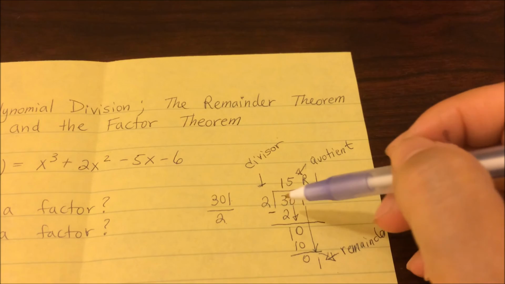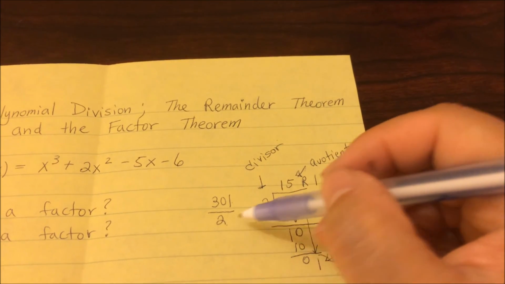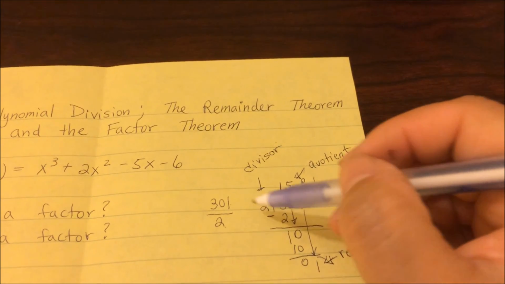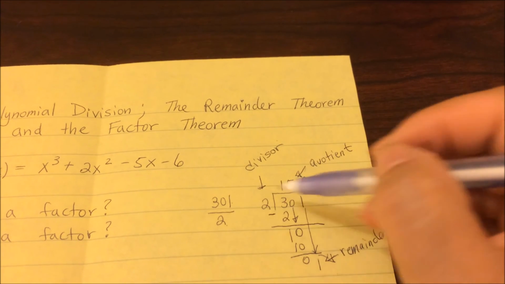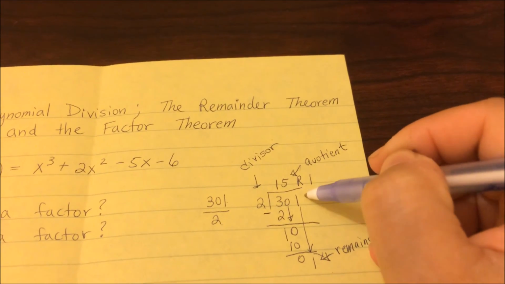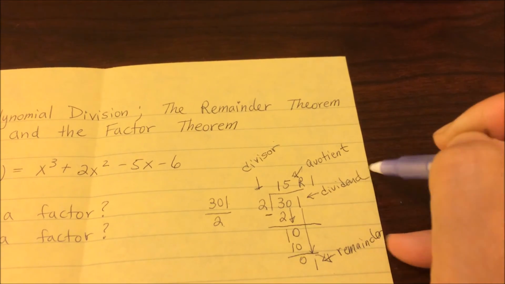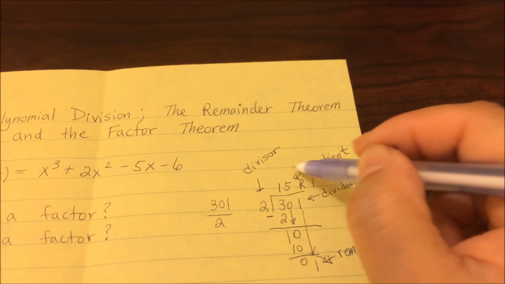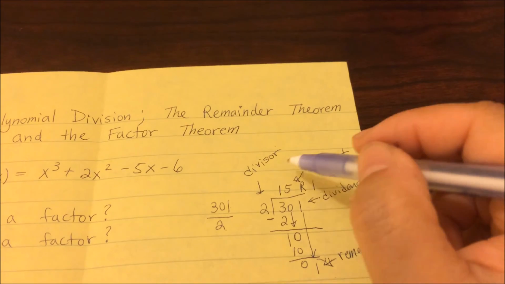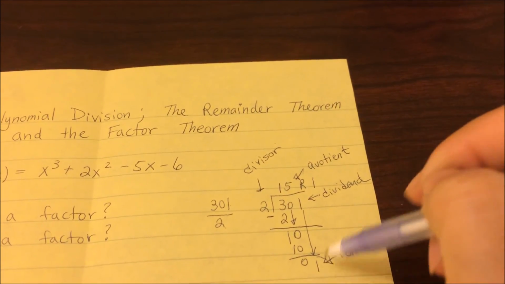We're doing the same concept. Whatever's on the bottom, we're going to put on the outside, that divisor. The dividend part goes inside. And then the answer up here is called the quotient. And from here, the remainder down here, okay?